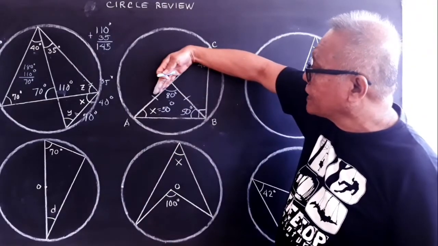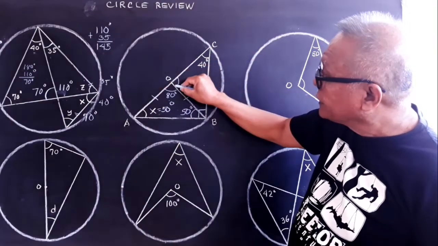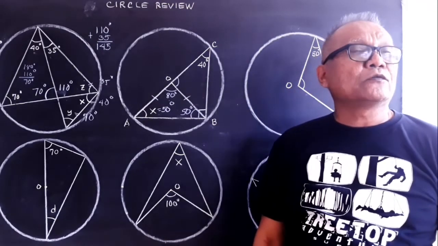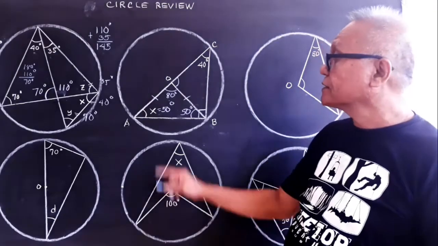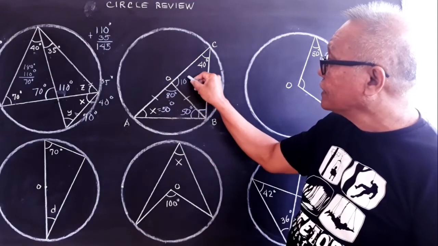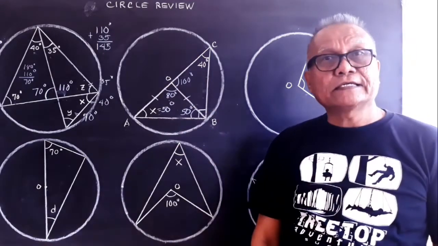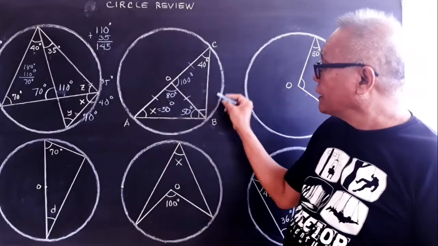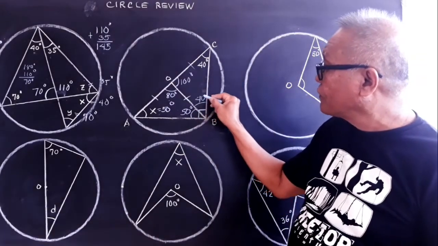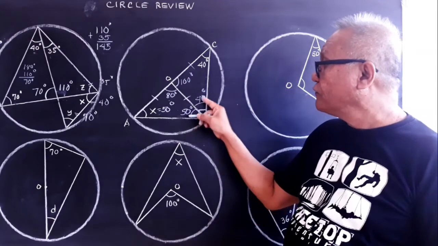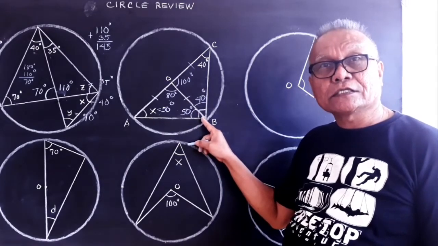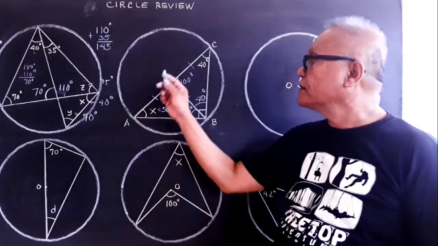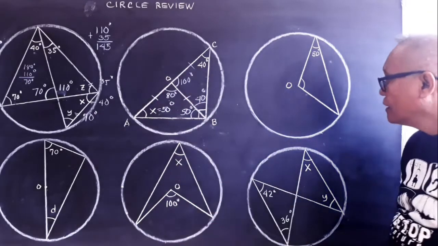Now, can you find this one? This angle here? Yes, a straight line. So what is a straight line? 180 degrees minus 80. So this one is 100 degrees. Radius also, radius 40. So this one is also 40 degrees. 50, 40, 90 degrees. That is how to solve. We are going to find all the angles in this video class.